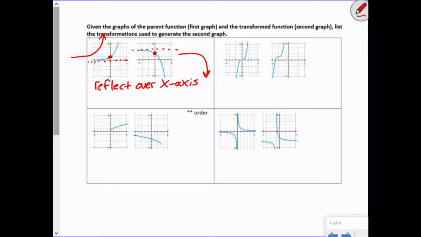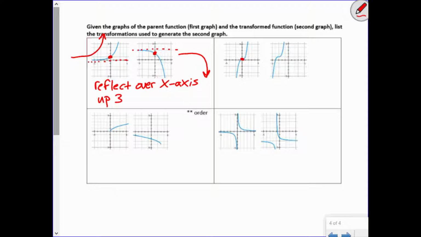Now to determine how much it's been shifted up or down, you can see that our horizontal line for the graph on the right is 3 above the graph on the left. So that means that it went up 3. So our graph flipped upside down, it went over the x-axis, and then it shifted up 3. So those are our 2 transformations for that one.